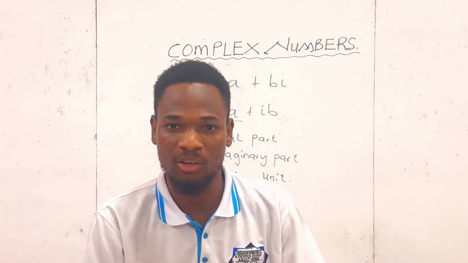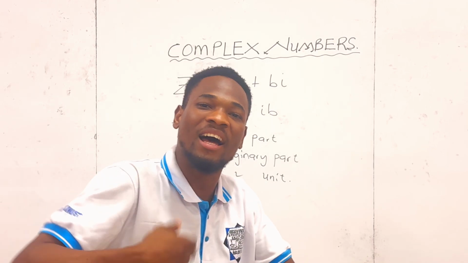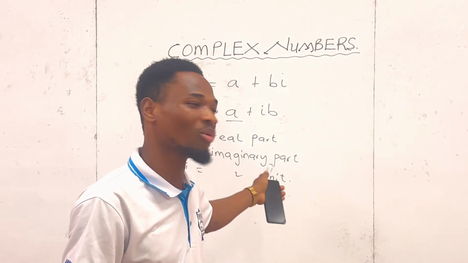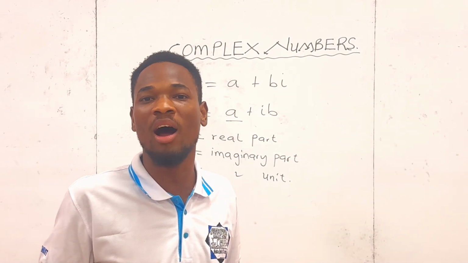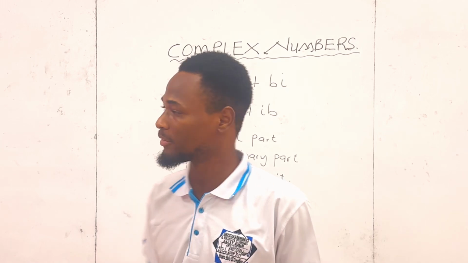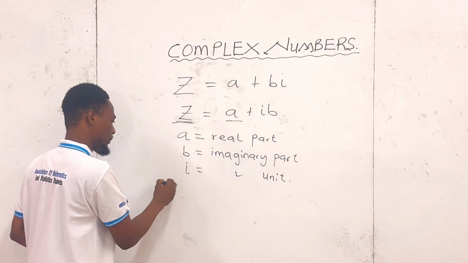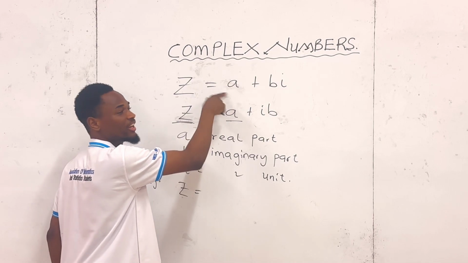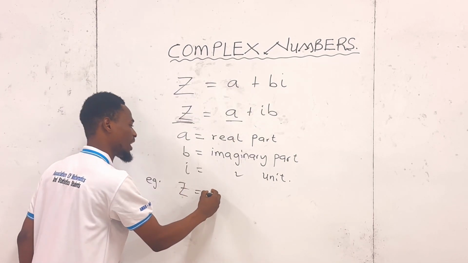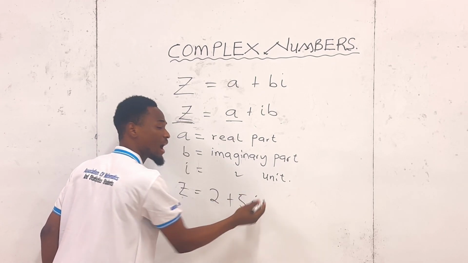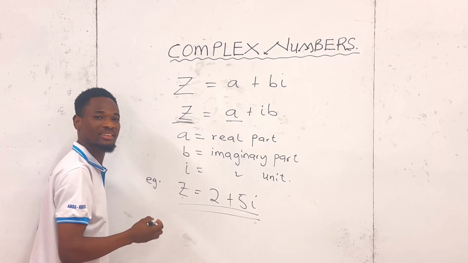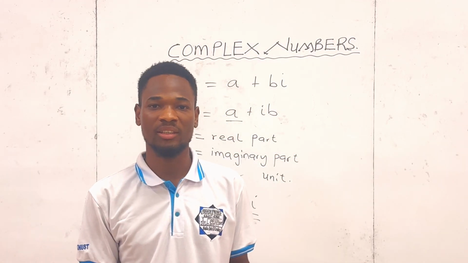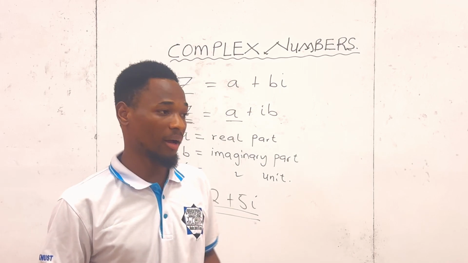In a nutshell, a complex number is just an extension of the real number, including imaginary parts. Real numbers do not have imaginary parts. For example, we have Z equal to a plus bi. This is a complex number. So that is the whole idea of a complex number.